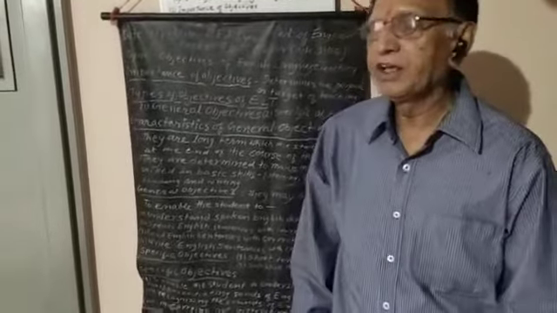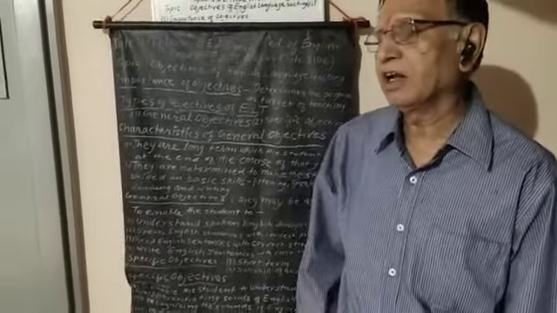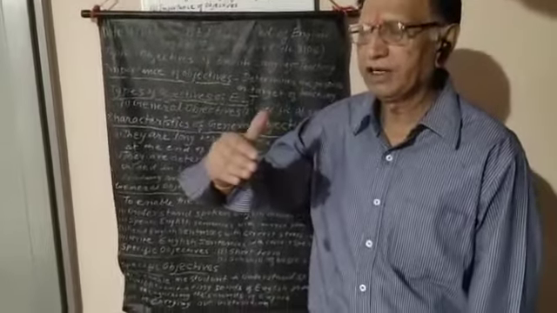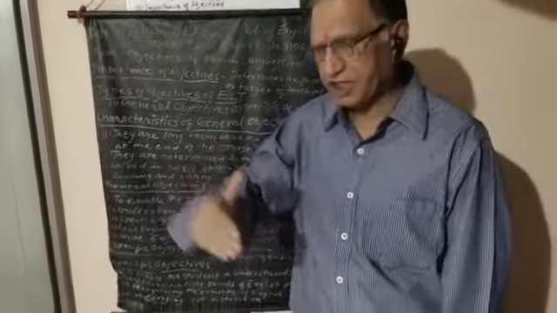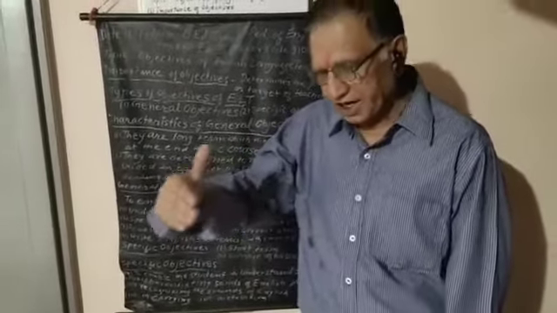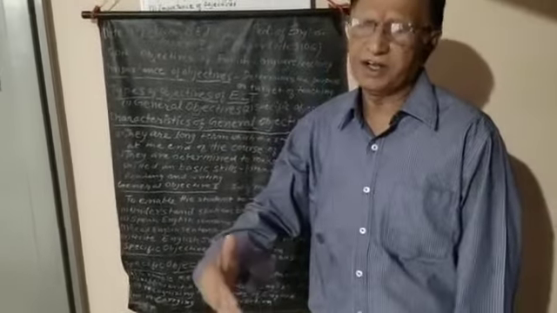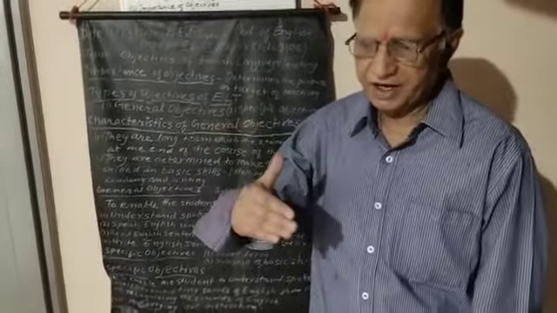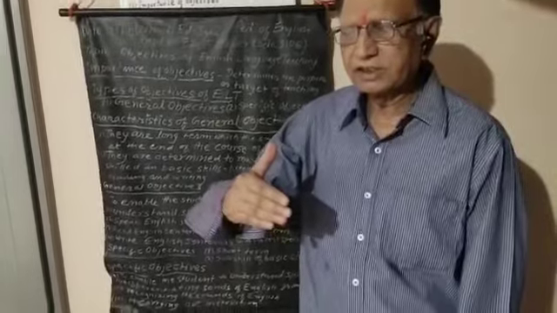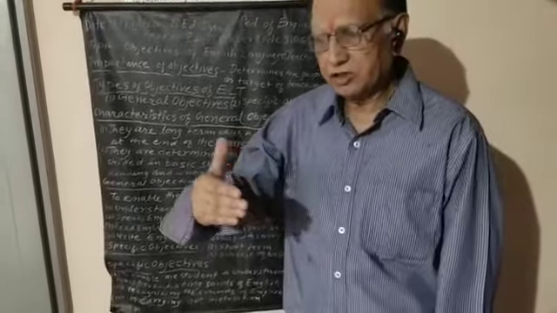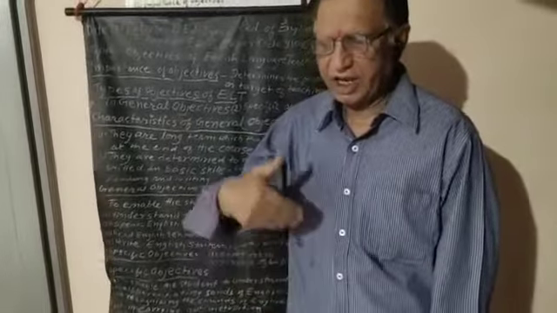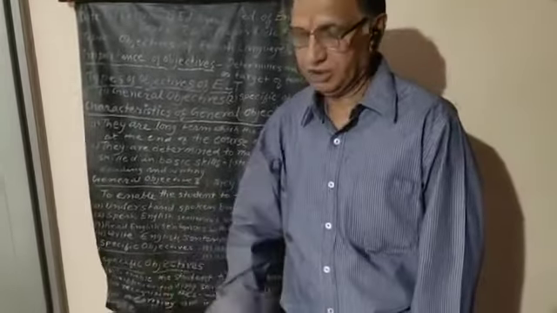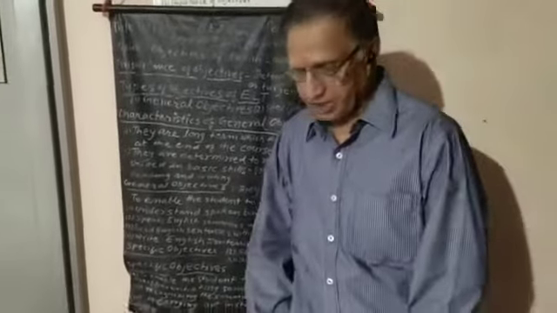In this way, general objectives are to develop students' listening skill, speaking skill, reading skill, and writing skill. You know that listening and reading are receiving skills, and speaking and writing are producing skills. These are the general objectives.